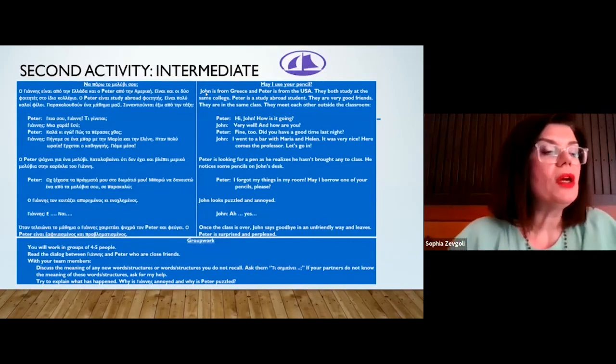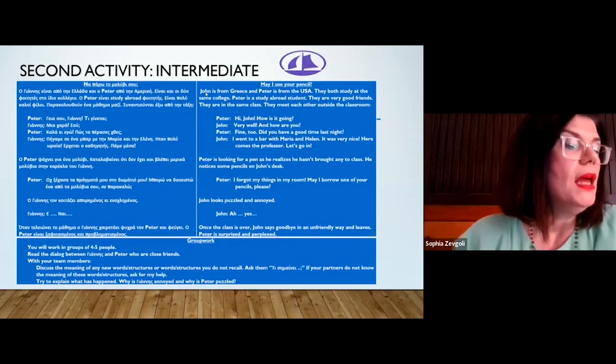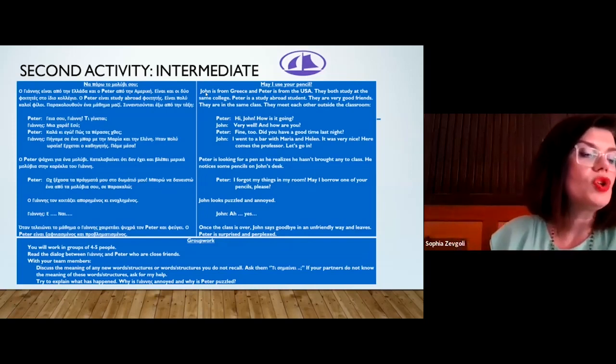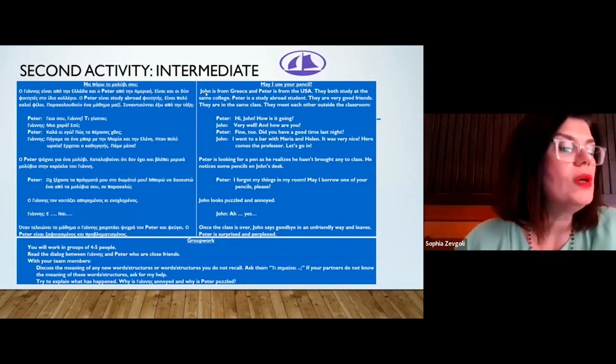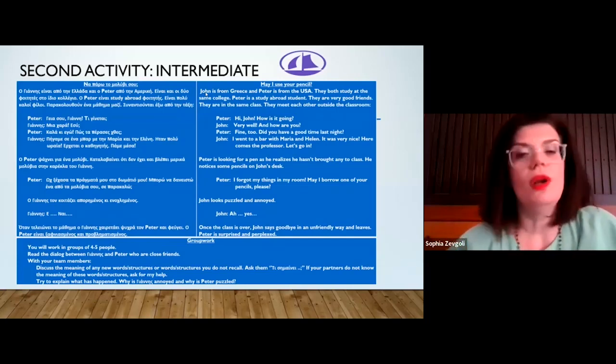Let me now turn to the second activity. This is for intermediate learners. Here again, learners are presented with a short dialogue which includes a cultural mishap. Interestingly, this is based on a true story.